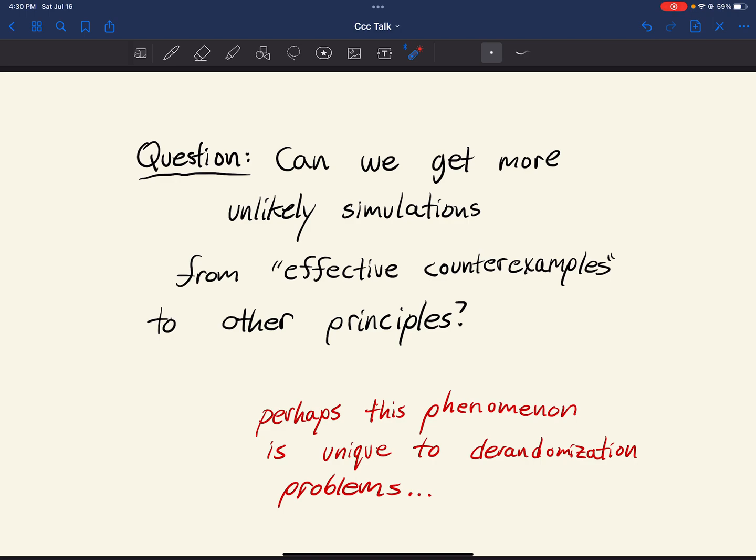One caveat, a reason this might not work, is perhaps that this phenomenon is really unique to problems that are amenable to de-randomization. As I mentioned, the Pigeonhole Principle has a randomized algorithm, and perhaps that is the key property that makes this simulation argument work. But I think it would be really interesting to find other examples where this phenomenon occurs.